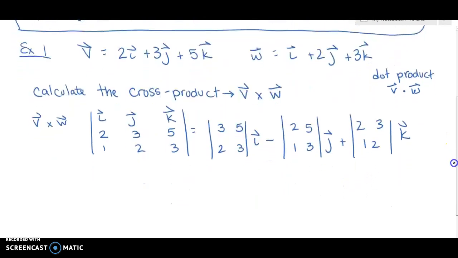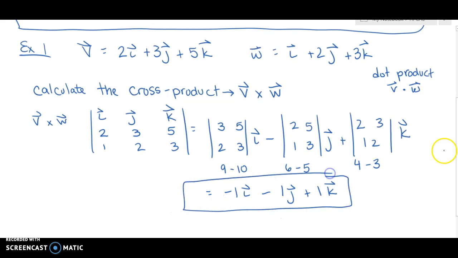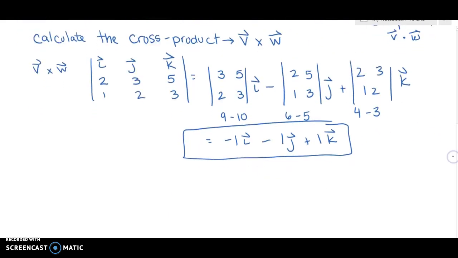After that we're going to do the determinant, which again is the upper left times lower right, so you've got 9 minus 5 times 2, which is 10. When you subtract those, you get negative 1I. Here, 2 times 3 is 6, minus 5 you get 1, and there's a minus already in front, so it's minus 1J, but 1 is optional. 2 times 2 is 4, minus 3 times 1 is 3, you get 1, and there's a plus sign in front of it, so plus 1K. All right, and that would be your answer. So that is how you do the cross product of something.